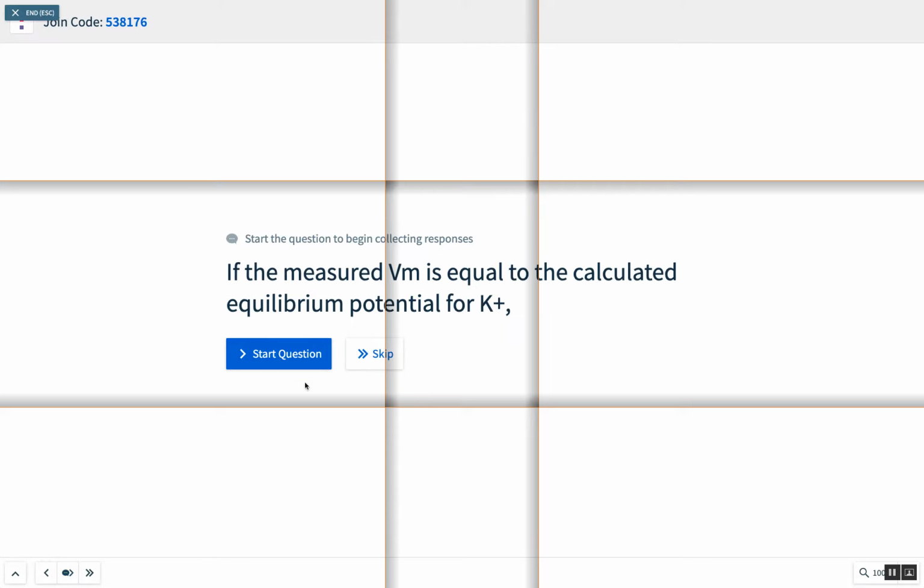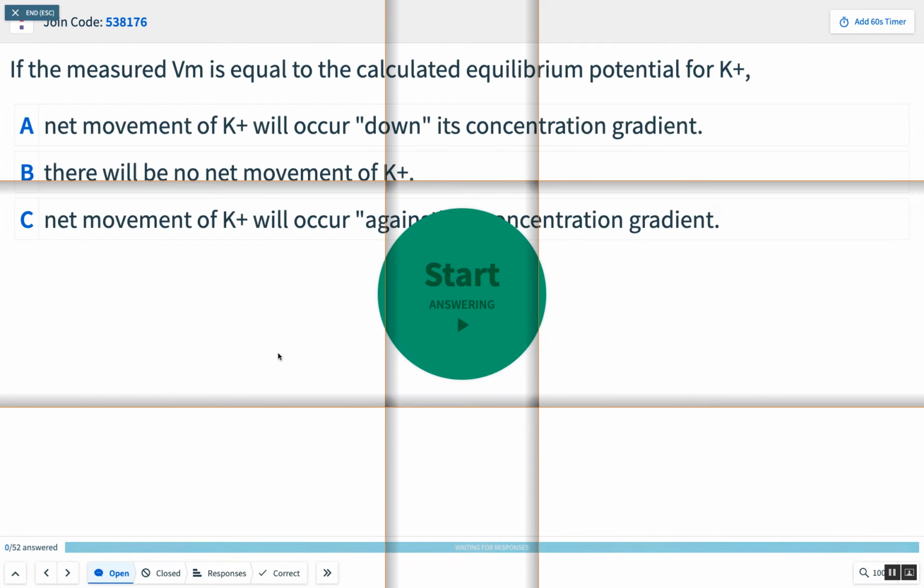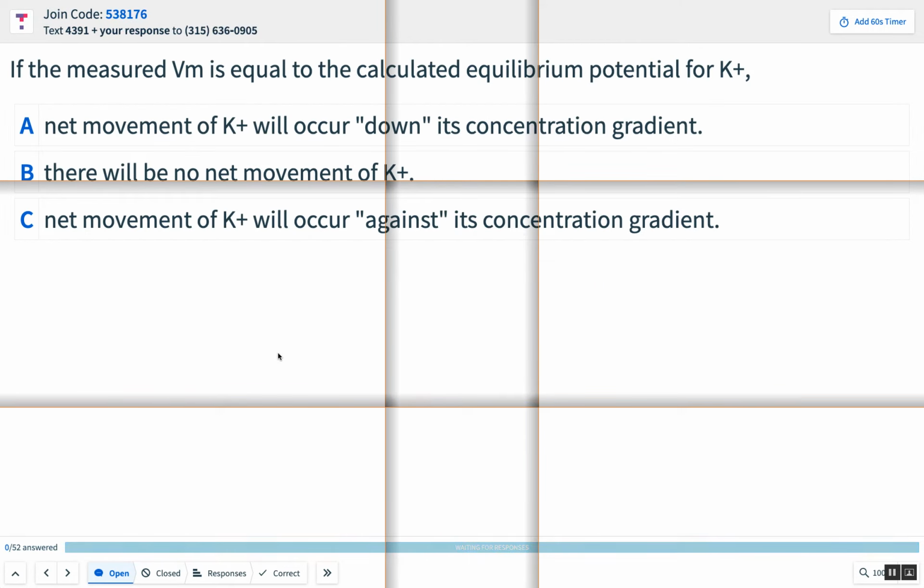If the membrane voltage that you measure with a voltmeter is equal to the calculated equilibrium potential for potassium, what can you say? A, the net movement of potassium will occur down its concentration gradient. B, there will be no net movement of potassium. C, net movement of potassium will occur against its concentration gradient. And you can talk to your neighbors. If you're a little confused by this, you can definitely talk to your neighbors.